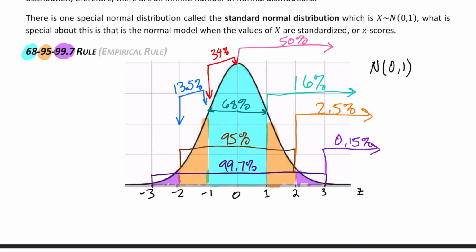And then we can do a similar process from -3 to -2, or from 2 to 3. If I take the 2.5 and subtract 0.15, we end up with 2.35%. This is a good thing to keep beside you while you're working on your homework or doing our next notes examples. In our next video, we're going to be looking at 2 examples dealing with this empirical rule.